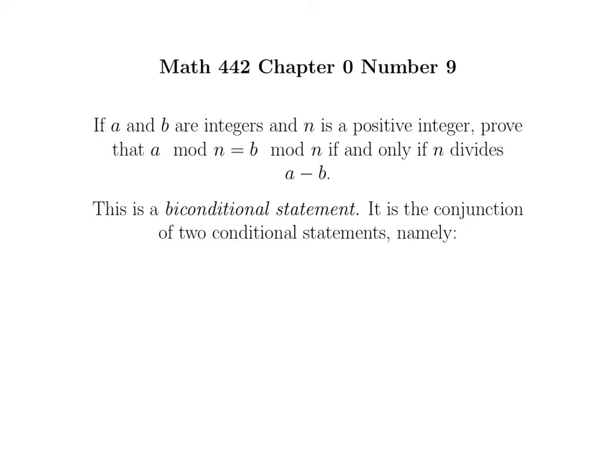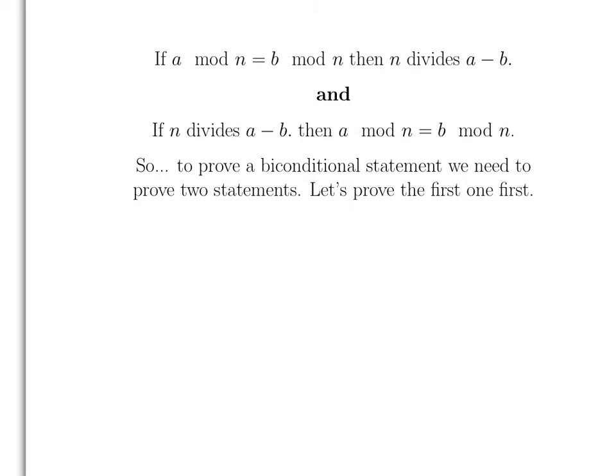This is an example of a biconditional statement. It's the conjunction of two conditional statements, namely, if a mod n equals b mod n, then n divides a minus b, and if n divides a minus b, then a mod n equals b mod n. So in order to prove a biconditional statement, we actually need to prove two statements. So let's prove the first one first.